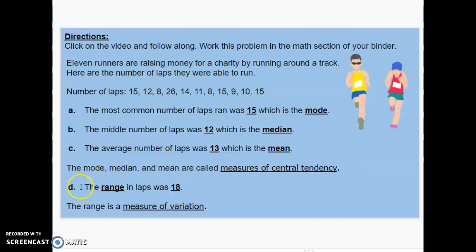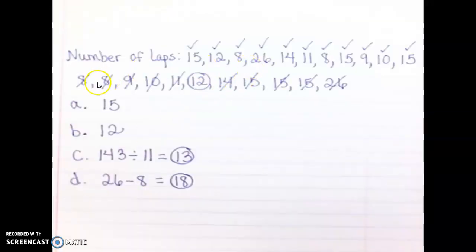Last, D was asking us about the range. The range in the laps was 18. The range is a measure of variation. So we have a lot of variation. We have a variety of numbers here. So to get the range, we took the largest number minus the smallest number, and that gives us the range of numbers in our list.